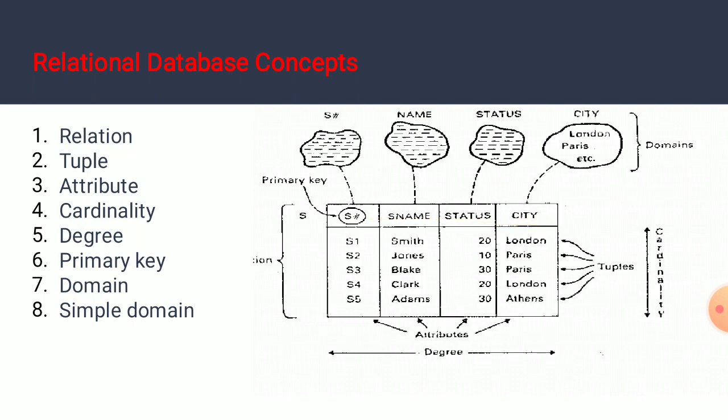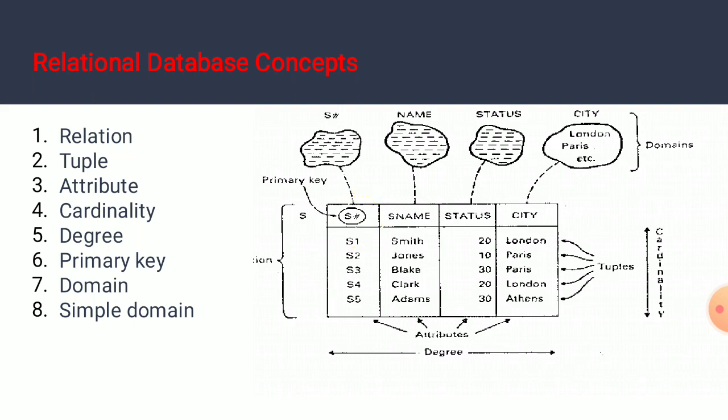So in this given relation we have four attributes, so degree is 4, and in this relation we have five tuples, so the cardinality is 5. We have one attribute by which we can represent the entire relation, which is known as the primary key. So here S number is the primary key of the relation.